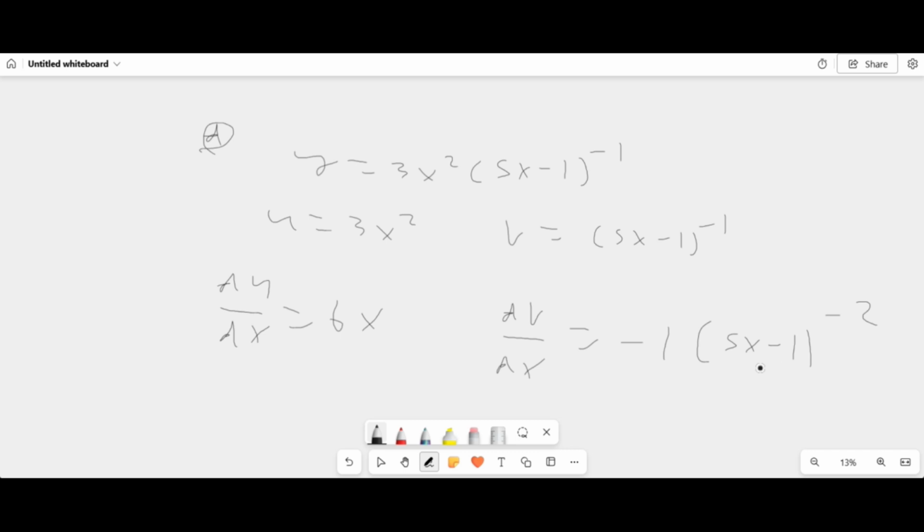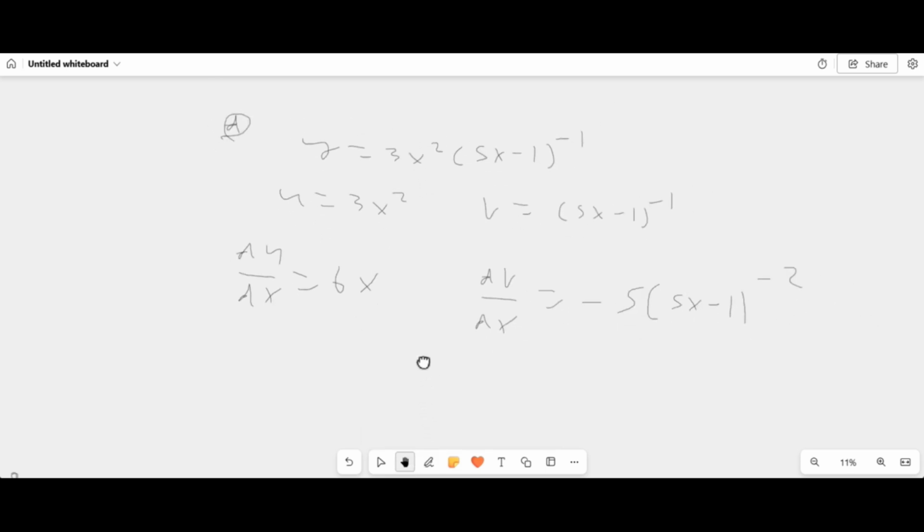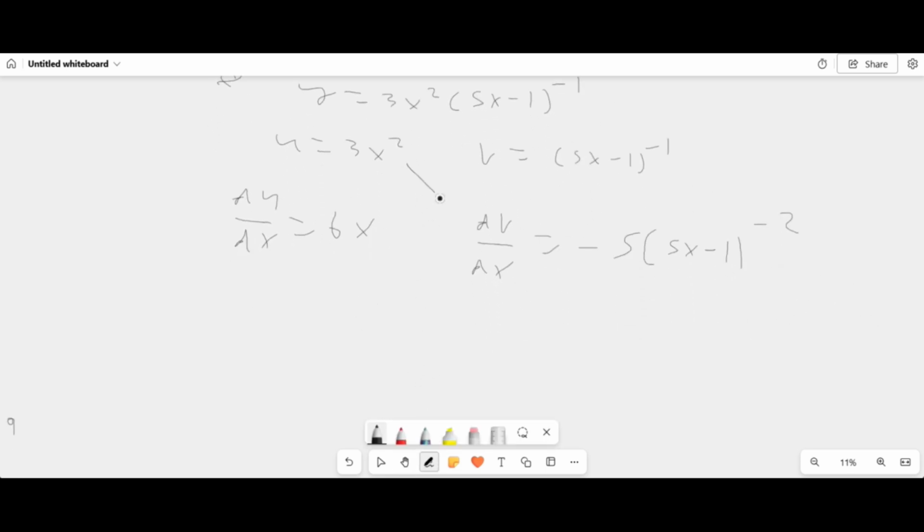The inside differentiated is going to be 5, so times 5 outside, so we've got minus 5 now instead of minus 1 there. Alright, save. Now times this by this, and this by this. So u times that is going to be dy over dx equal to, u times that is going to be minus 5 times 3, which is minus 15.